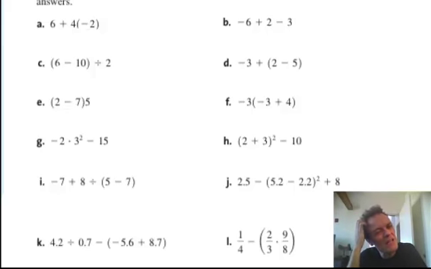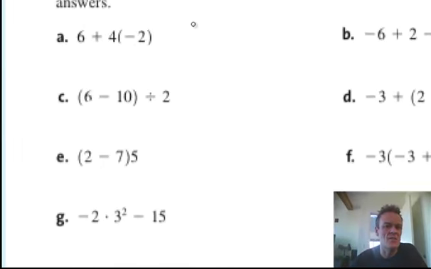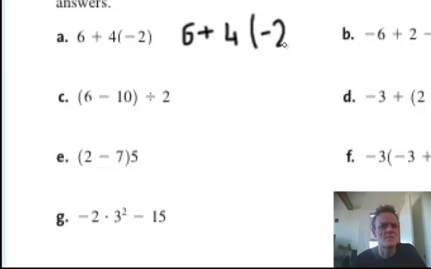Right, a bit more complicated order of operations involve negative numbers. So let's have a look at this one. We have 6 plus 4 times negative 2. Now remember, do not do 6 plus 4. Do not add those two together first. Remember, please excuse my dear Aunt Sally, we're going to do the multiplication first.